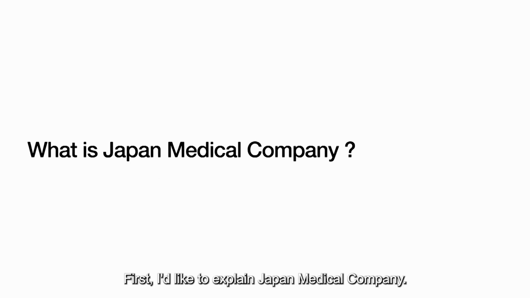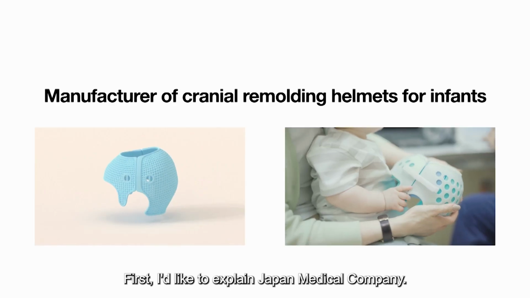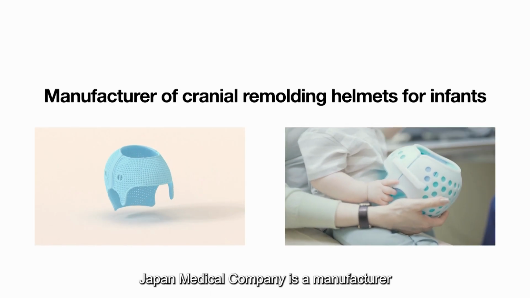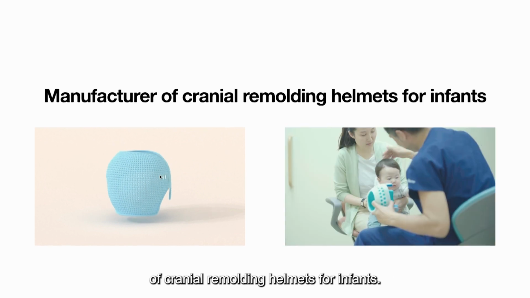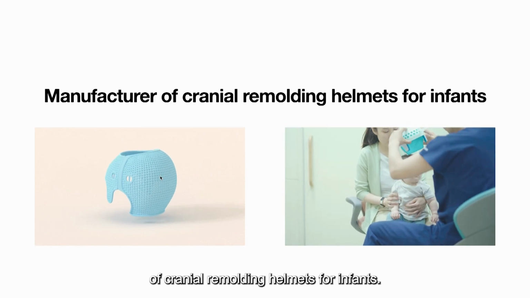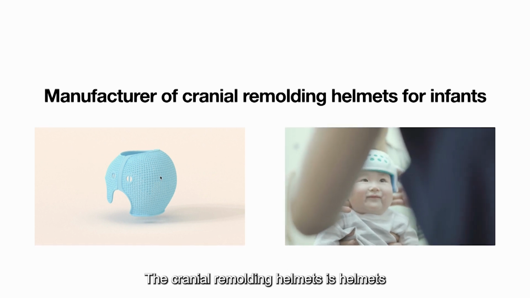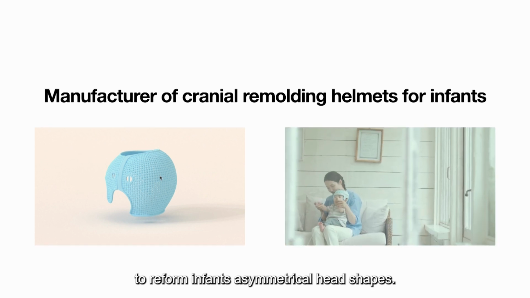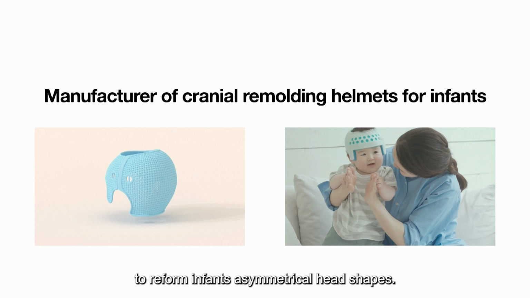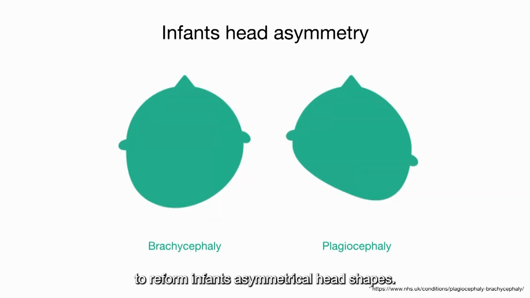First, I'd like to explain Japan Medical Company. Japan Medical Company is a manufacturer of cranial remolding helmets for infants. The cranial remolding helmets are helmets to reform infants' asymmetrical head shapes. Infants' head asymmetry is also called flat head syndrome.